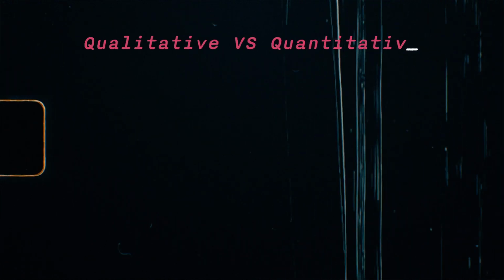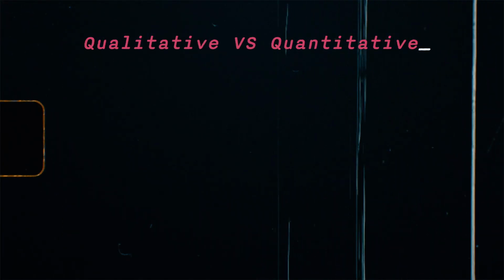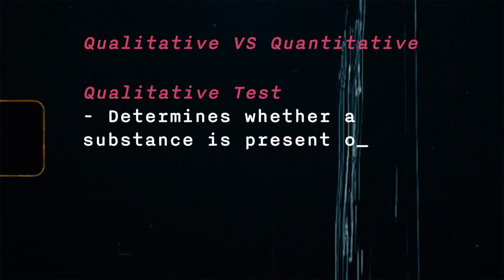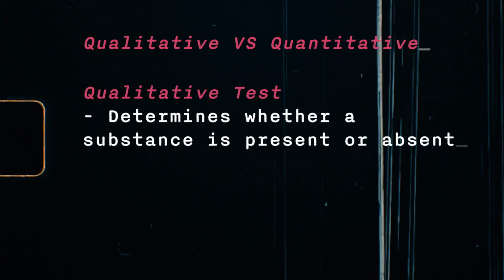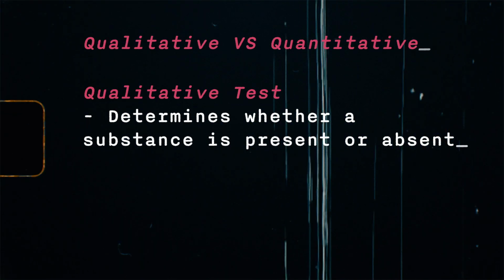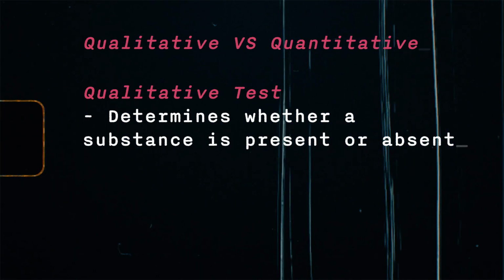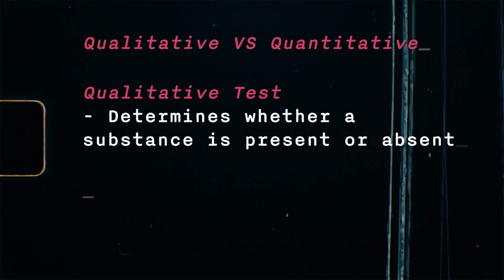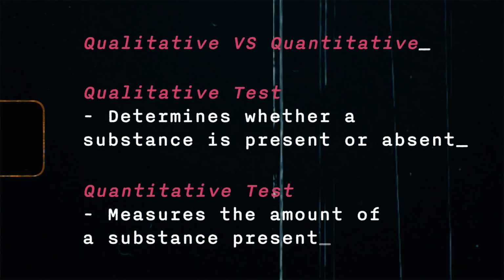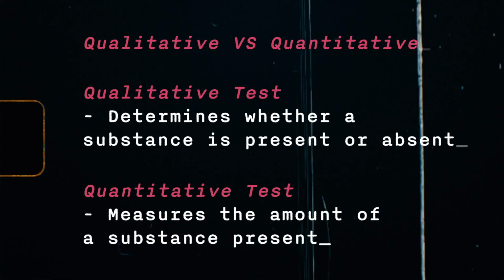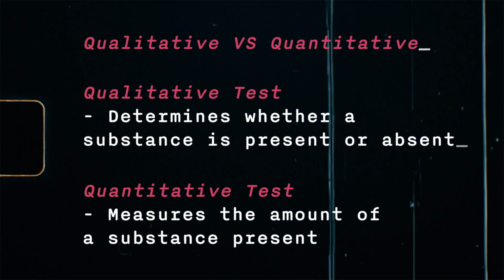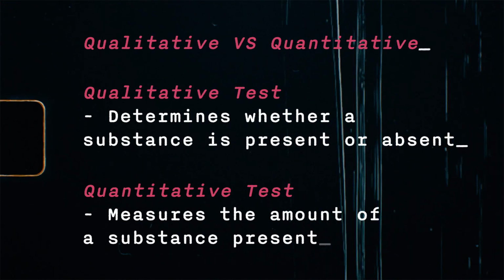Another distinction to be aware of is between qualitative and quantitative tests. Qualitative tests determine whether a substance is present or absent. For example, testing for the presence of drugs in a sample. A quantitative test measures the amount of a substance present. For instance, determining the blood alcohol concentration in a suspect's bloodstream.